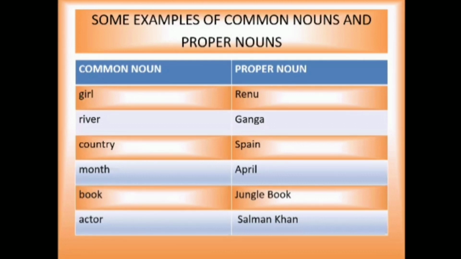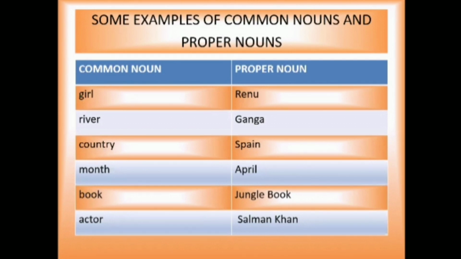In the first column, you can see the very first word is girl. And the proper noun is Renu. Why Renu is proper noun? Renu is proper noun because it is the name of a particular girl. See the next word? It is river. It is a common noun. And see the next corresponding one? It is Ganga. Ganga is the name of the river. That is why it is proper noun.